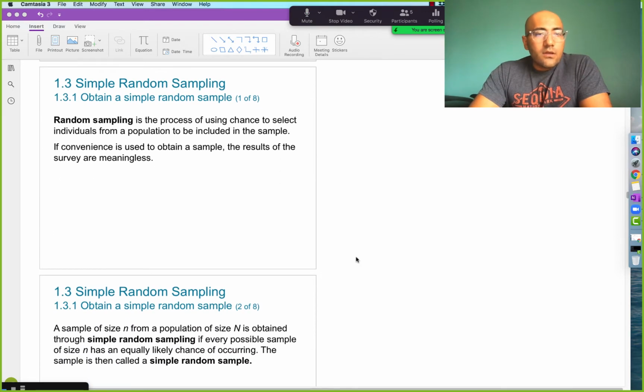Random sampling is the process of using chance to select individuals from a population to be included in a sample. If convenience is used to obtain a sample, the results of the survey are meaningless. Convenience, or members that self-select. If you ask for volunteers, hey, who wants to be a volunteer in this sample, then it's mathematically, statistically useless information.